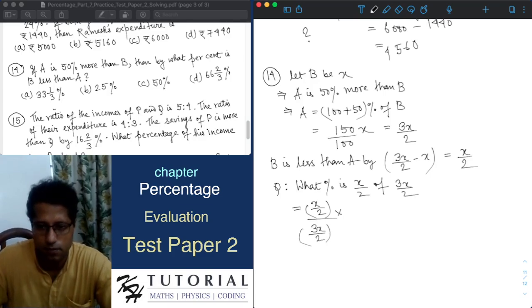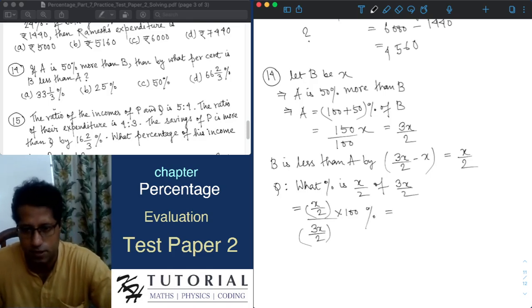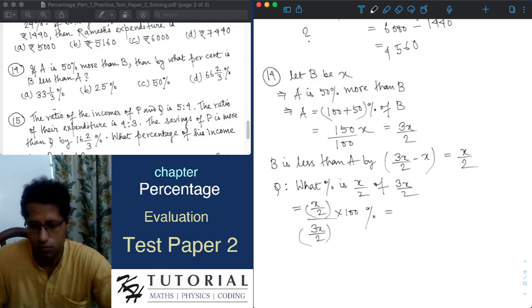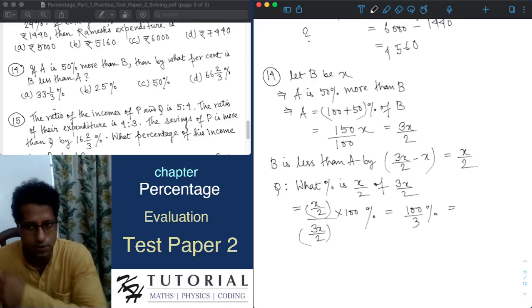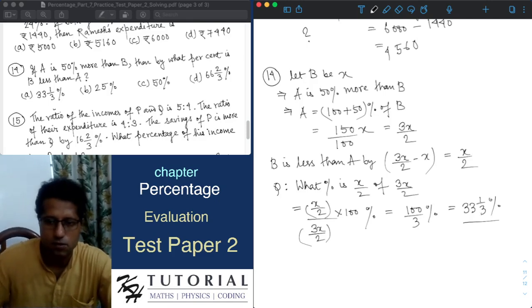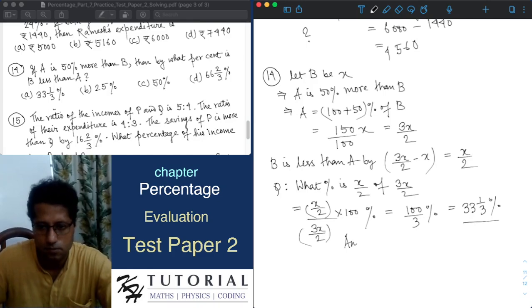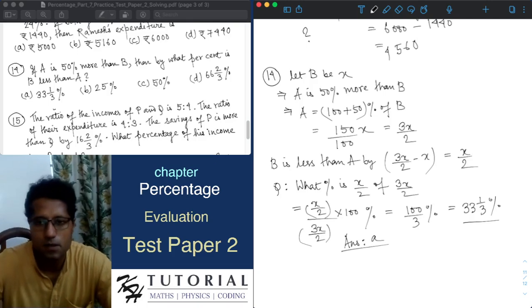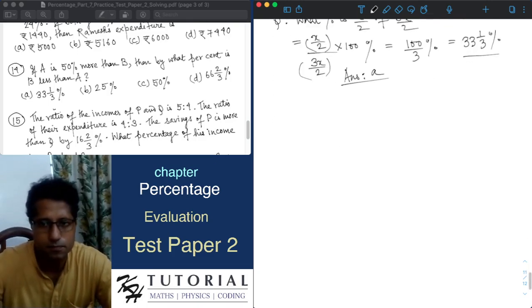multiplied by 100. This percentage, X by 2 cancels out and we get 100 by 3 percentage. If we convert 100 by 3 into a mixed fraction, we get 33 1 by 3 percentage. So the answer is choice A. Okay. Let's do question number 15.